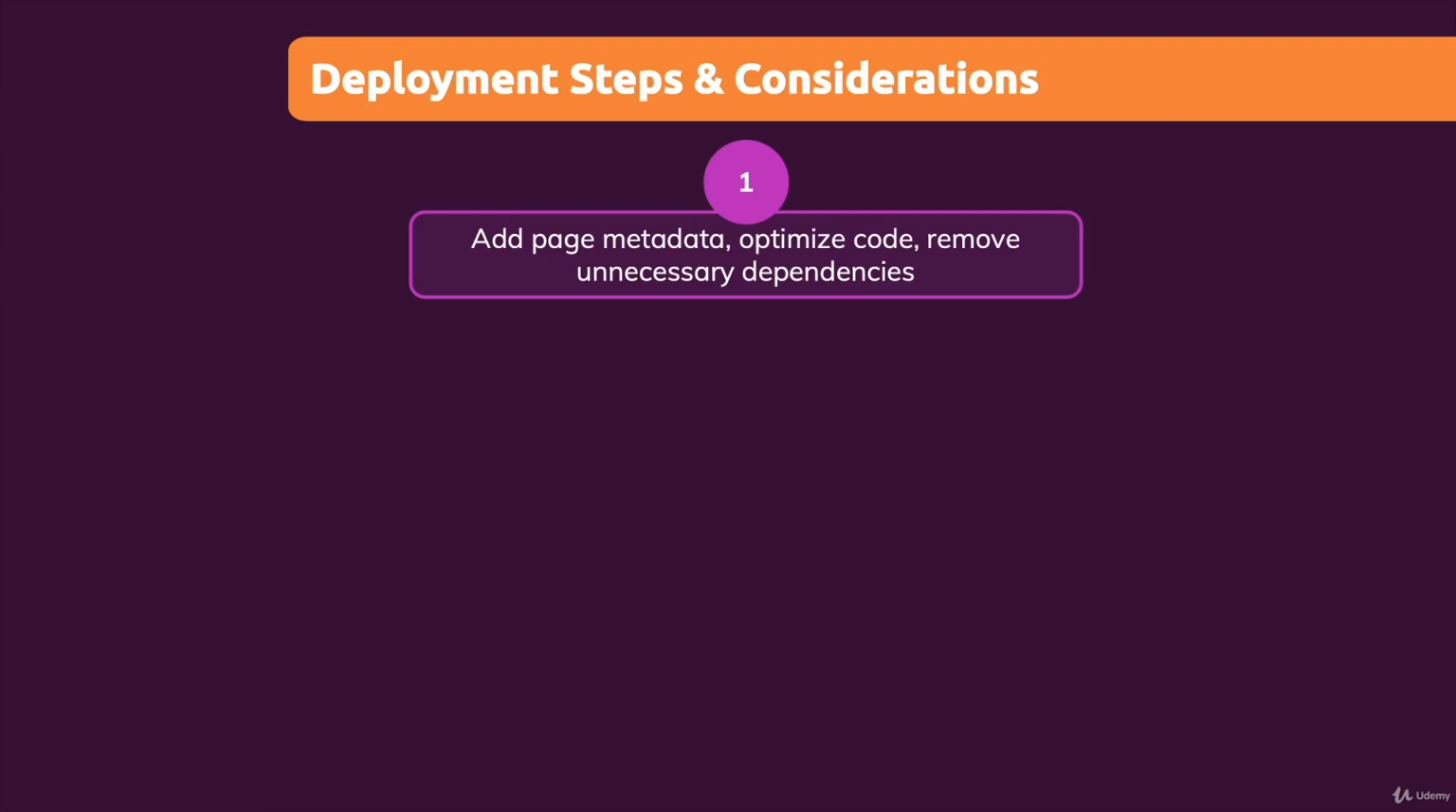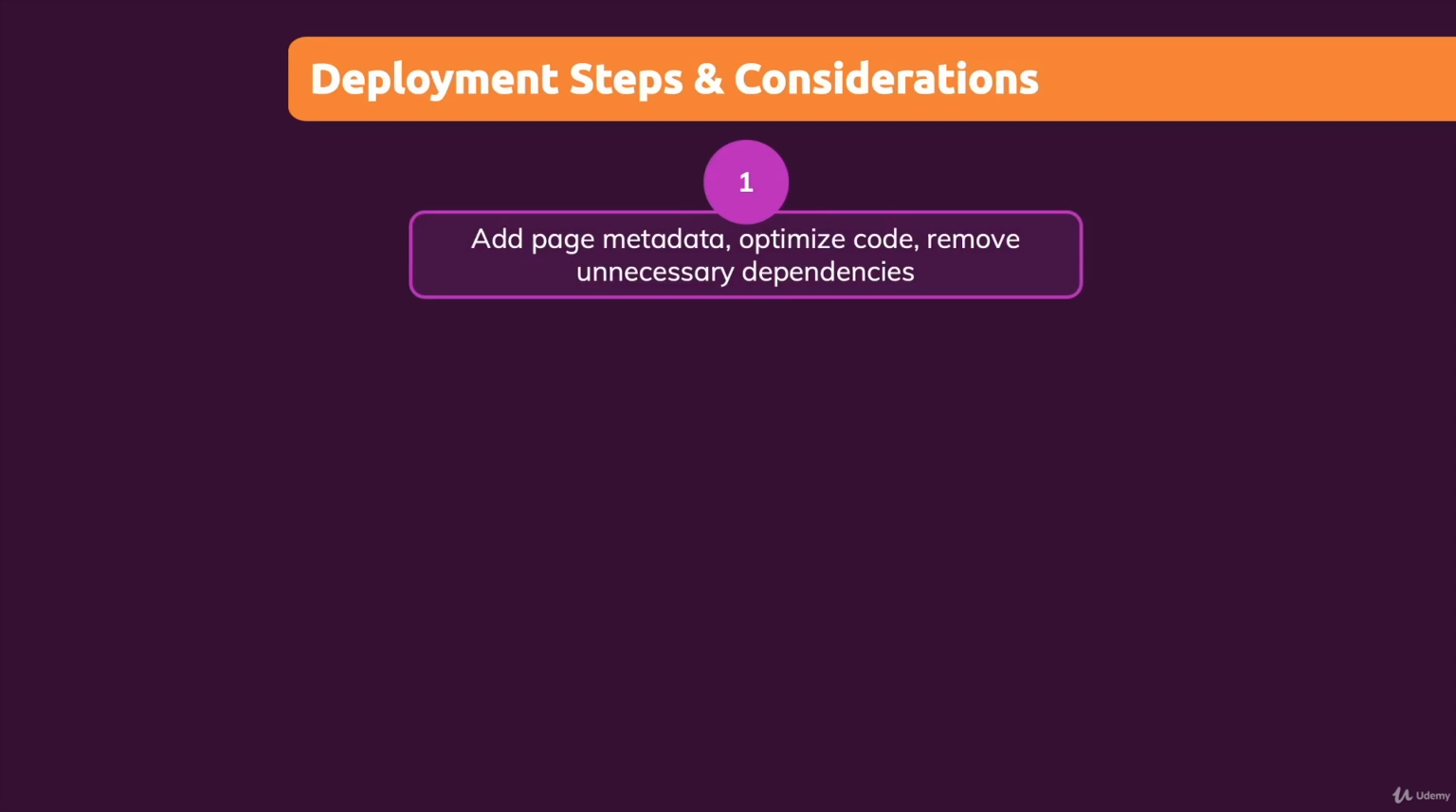Of course, you want to optimize your code, remove console log statements, shrink it as much as possible, things like that. And you want to remove unnecessary dependencies and make your code as small and optimized as possible. So that is step number one.